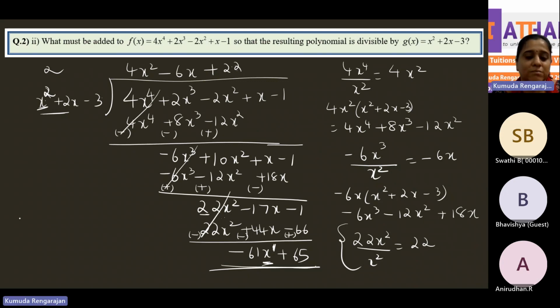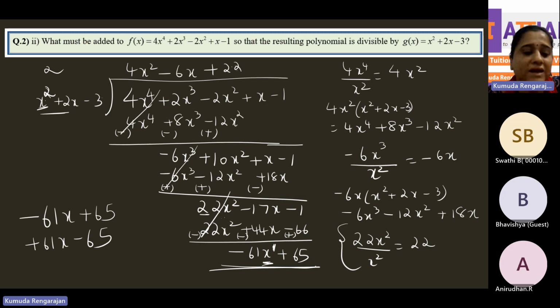So the remainder is minus 61x plus 65. Added. So negative of the remainder. That means change the signs. Plus 61x minus 65. Negative of the remainder meaning change the signs. What should be added? Plus 61x minus 65. What is to be subtracted? The remainder itself. Minus 61x plus 65. This one only has to be subtracted. What is to be added? Change the signs and that should be added.